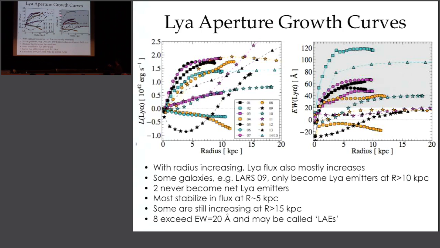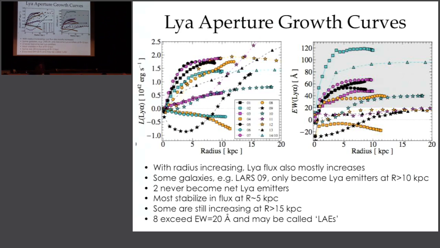This is the same thing with equivalent width instead of radius. They all grow. This grey box at the top is equivalent width above 20 angstroms, which we take as the canonical definition of a Lyman-alpha emitter, how we select galaxies at high redshift. So two of them never become Lyman-alpha emitters. They always absorb. Eight could be detected as Lyman-alpha emitters at high redshift.